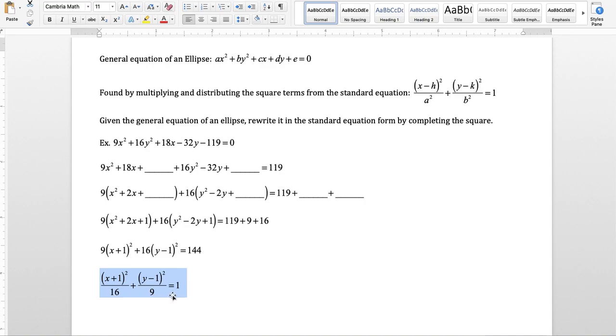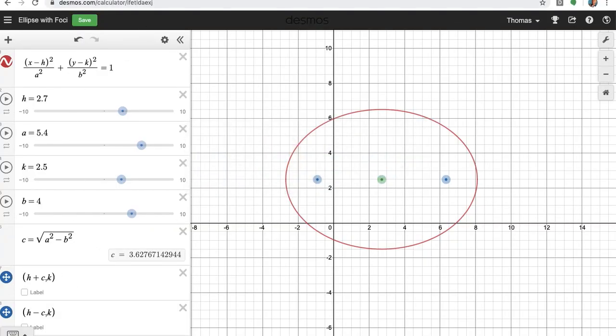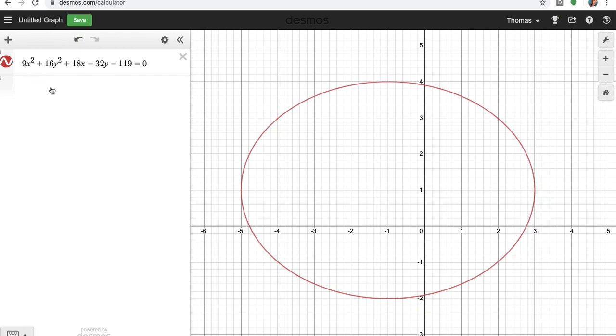I'm going to go back over to Desmos, take a look. The initial example that we had, compare it to the final outcome that we had. So here, we've got our 9x squared plus 16y squared plus 18x minus 32y minus 119. That was our initial. We've got our ellipse there. We can see our center is negative 1, 1. We have a horizontal dilation of 1, 2, 3, 4 in either direction, and we are 1, 2, 3 vertically from the center.